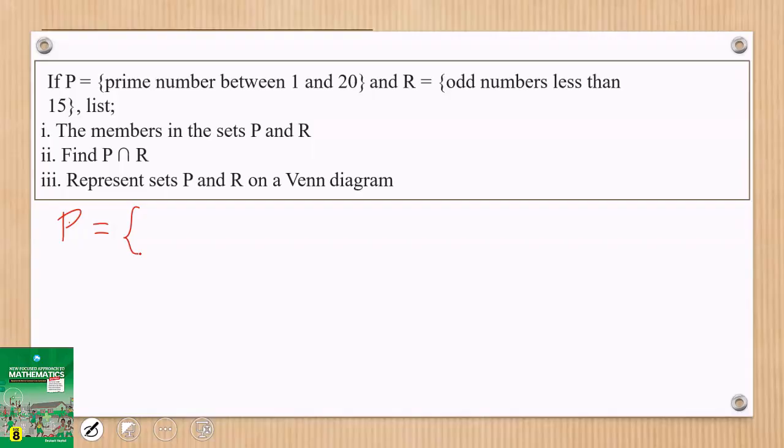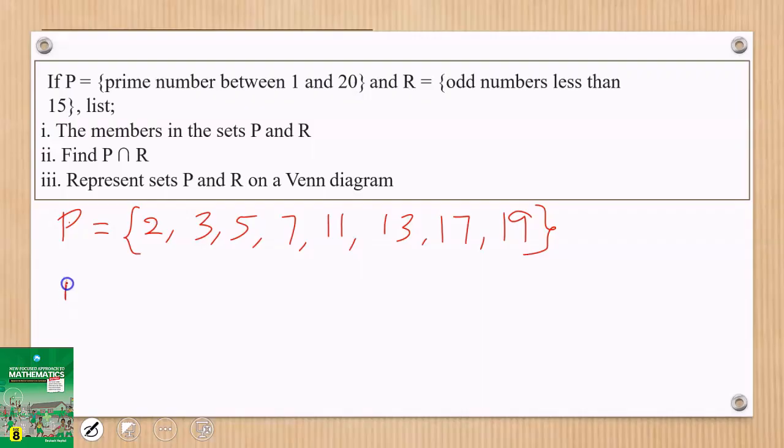Now when we say prime numbers between 1 and 20, we start from 2. Then we go to 3, 5, 7. Then 9 is not a prime number, so we go to 11, 13. 15 too is not a prime number. We go to 17 and then 19. So these are the prime numbers between 1 and 20.